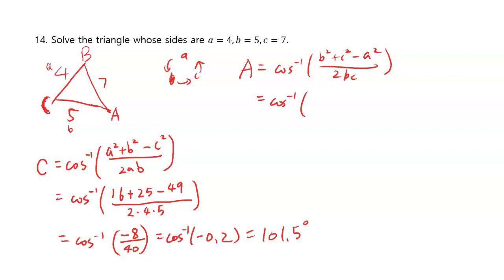Cosine inverse of B squared is 5 squared, which is 25. C squared is 7 squared, 49. Minus 4 squared, that's 16, over twice of 5 times 7. Okay, so let's see, cosine inverse.